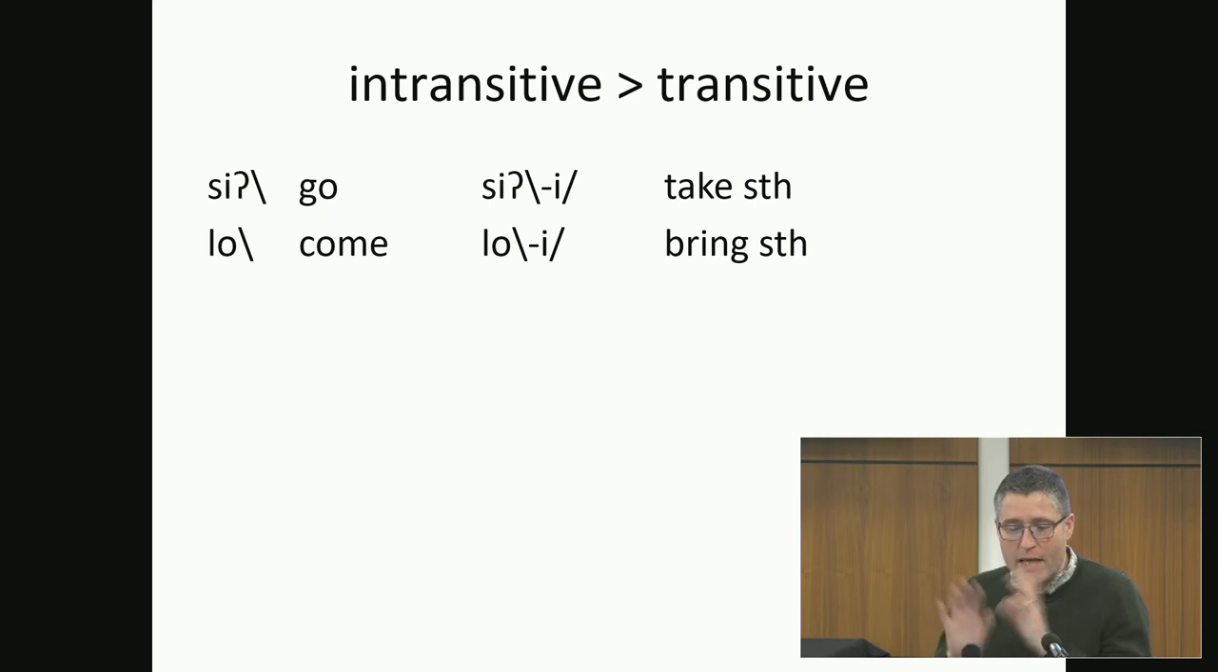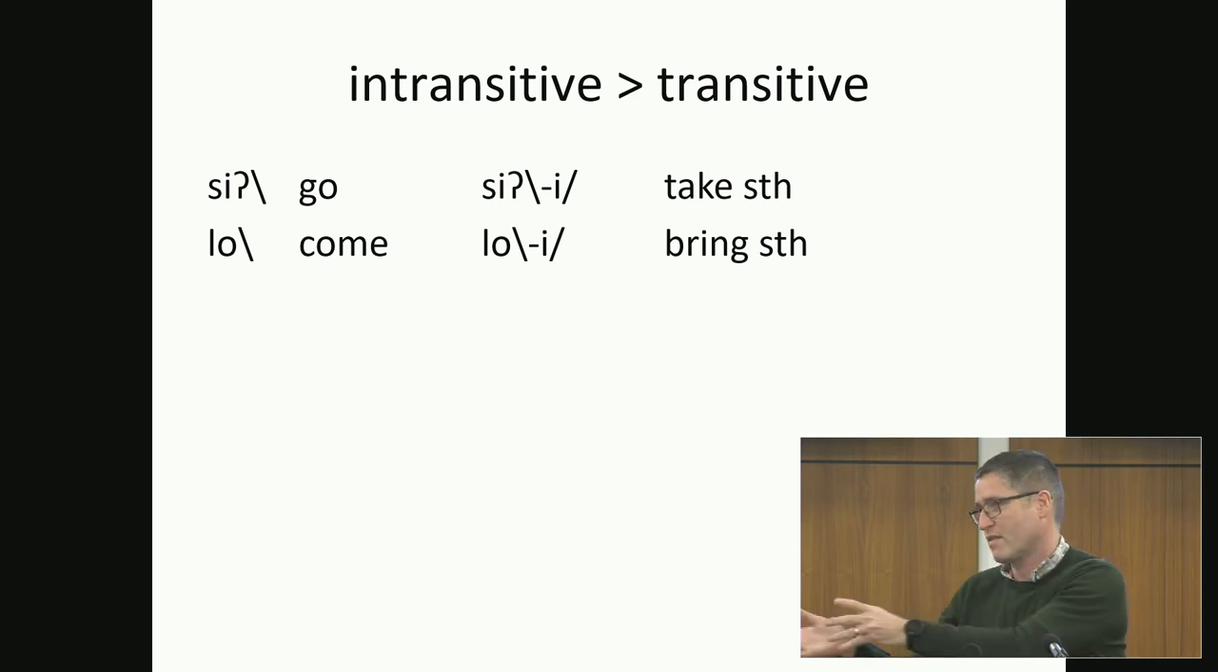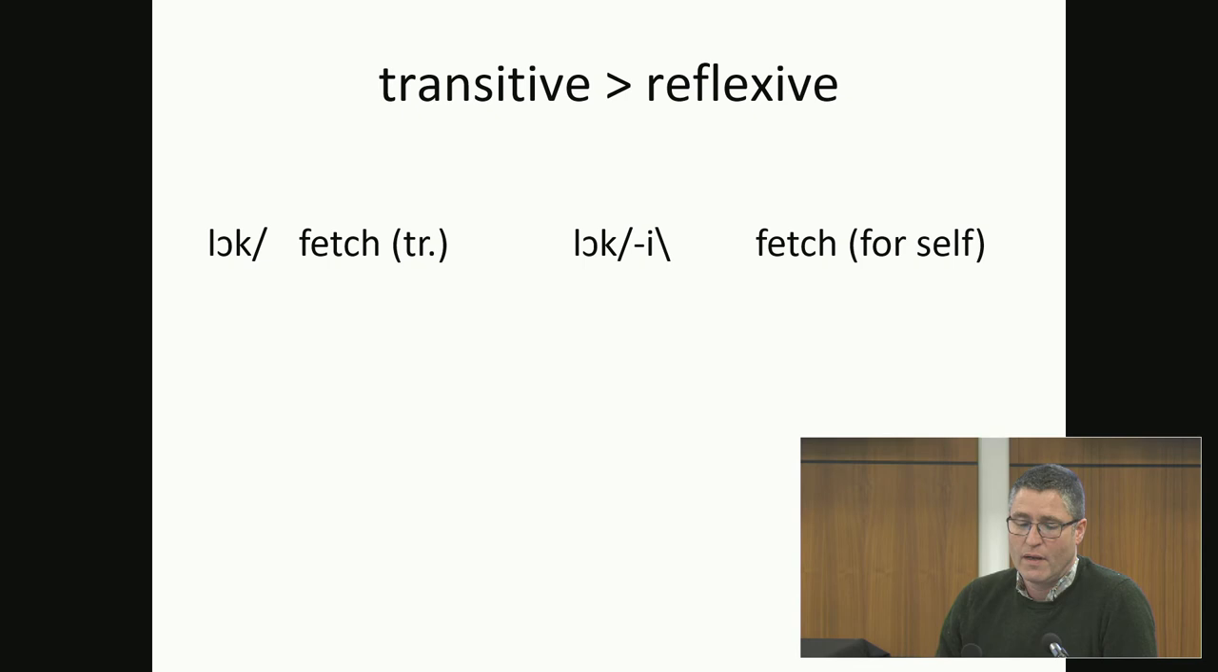Okay. Right, and then the next thing I'm looking at is this e suffix, a nice example of a suffix where you can spend a week talking to consultants and you'll get a different answer from everyone you ask. What is e doing? They will just tell you something that matches the sentence you're dealing with. What we eventually got to was that it can make intransitive verbs transitive. So si, to go, becomes si e, to take something somewhere. Lo, to come, lo e, to bring something. And it can also make transitive verbs reflexive or middle. So lock is to fetch something, lock e is to fetch it for yourself so that you've got it.